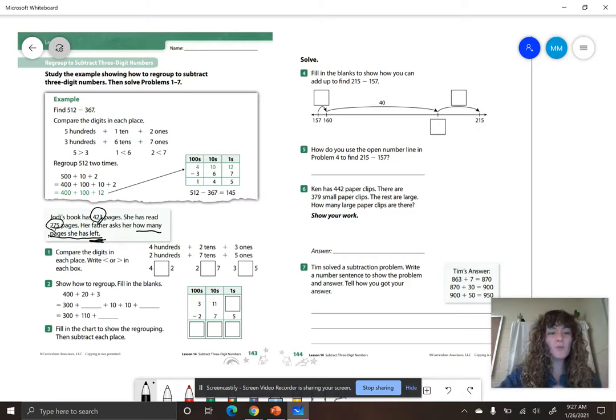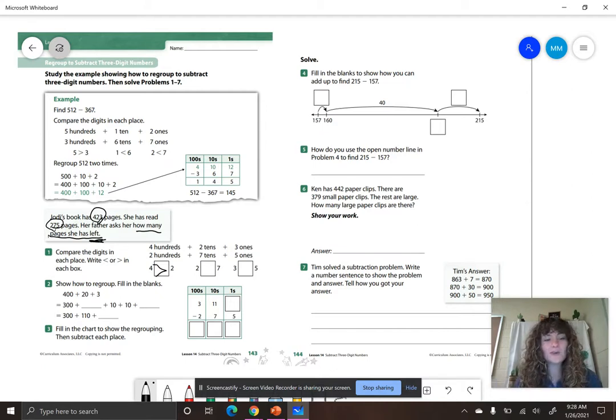So look at number 1. It says compare the digits in each place. Write a less than sign or a greater than sign. So we are comparing the hundreds first. So 423 has 4 hundreds. 275 has 2 hundreds. Which number has the greater number of hundreds? 4 hundreds. All right, let's go to the tens place.